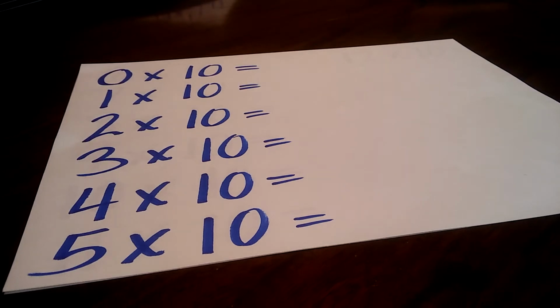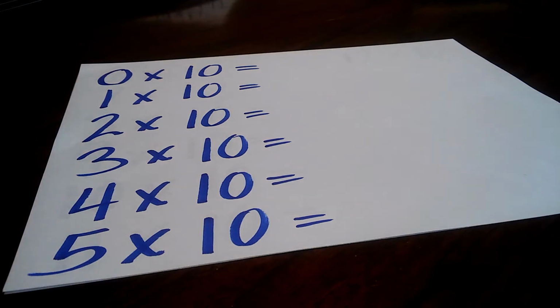This video is going to be on multiplying by 10. This was actually the first multiplication table we learned in class, so it should be the one that you know the best. And the good thing about multiplying by 10 is it has a fun trick to it that's really helpful. We're going to start with 0 times 10.